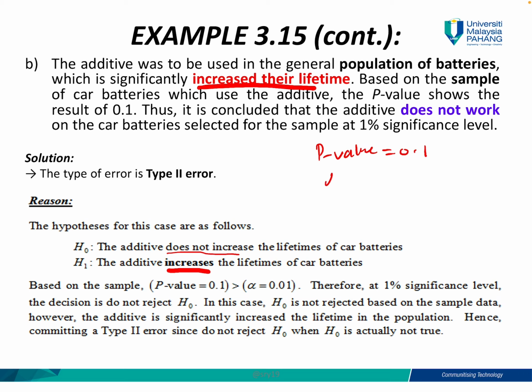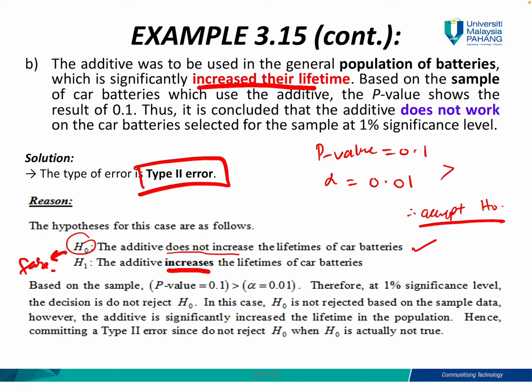So alpha is 0.01. If you look here, the p-value is greater than alpha, so we accept H null. Okay, we accept H null. But H null is actually false, and you accept the H null. So you have made a type 2 error.